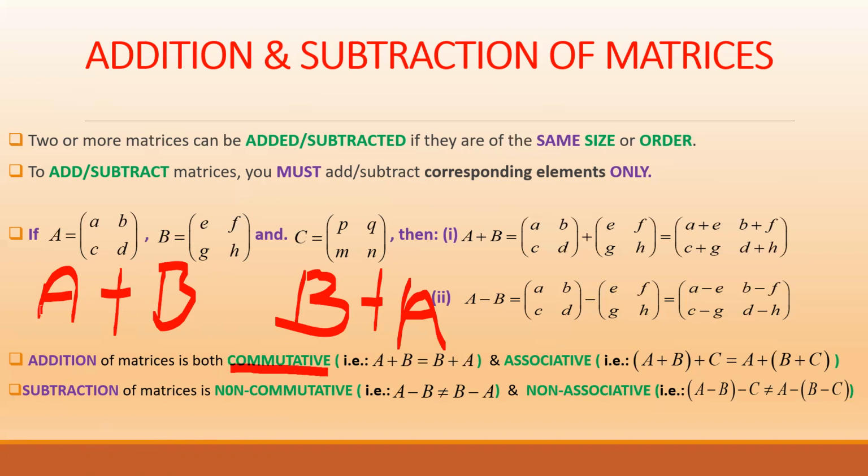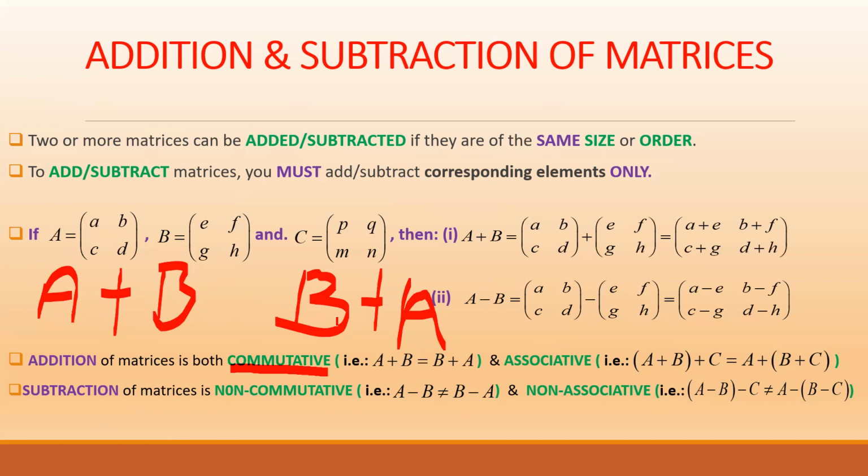That means if we have 2 matrices, one of them is A and one is B, and we add A plus B, we get an answer. And then in another instance, we add B plus A. So we put B at the front. In this case, A is at the front. In this case, B is at the front. In this case, B is last. In this case, A is last.